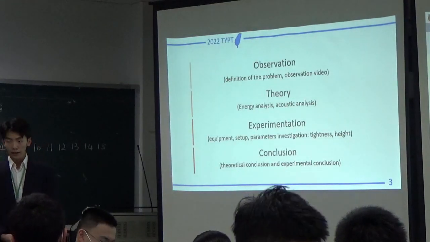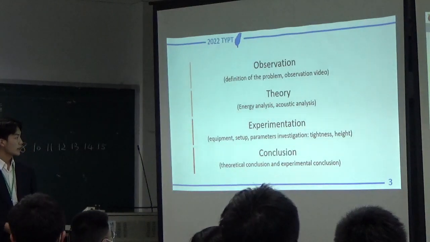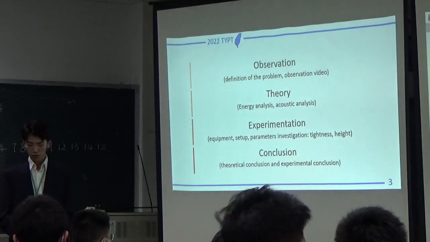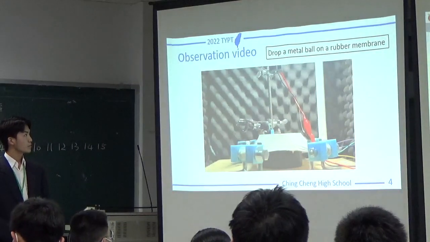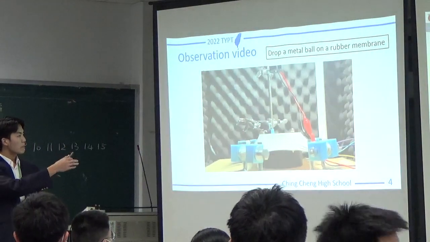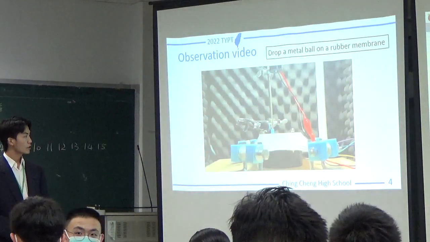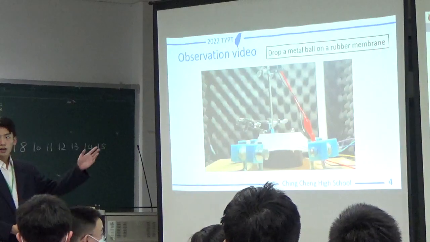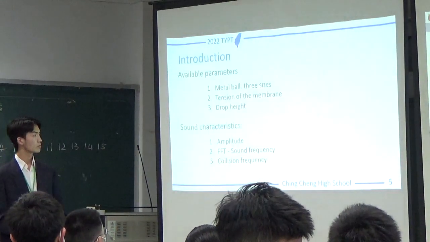So this is my outline. First, I will start off with the observation, and I'll move on to the theory, experimentation, and finally, the conclusion. So this is the observation video. We drop a metal ball on a rubber membrane, which is made from a balloon, and we could hear the sound. We use a microphone and volume sensor to get the sound characteristics.